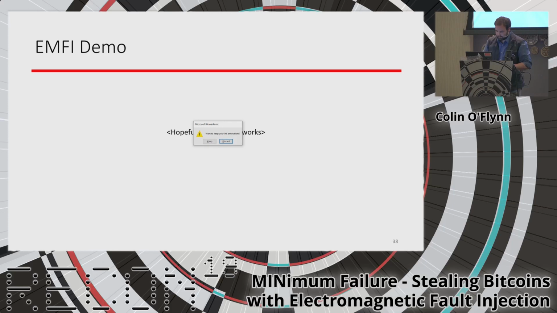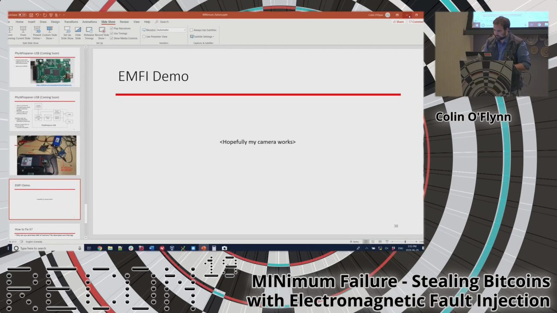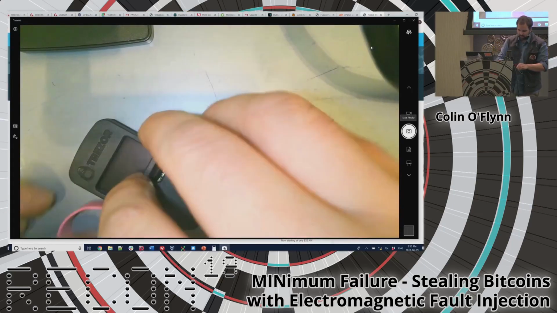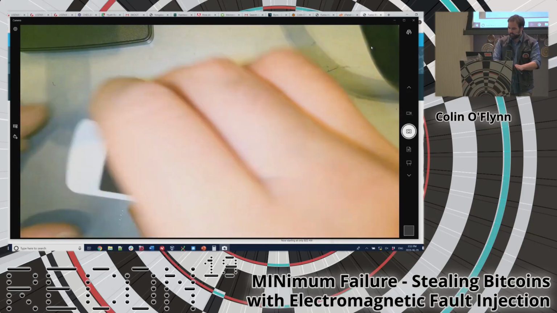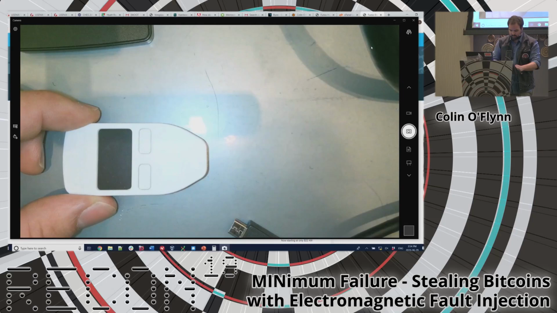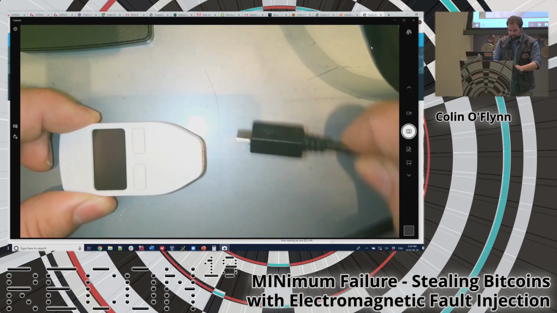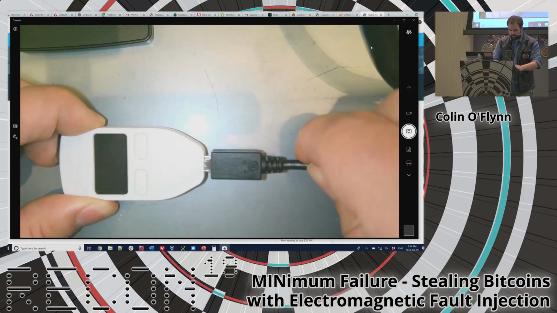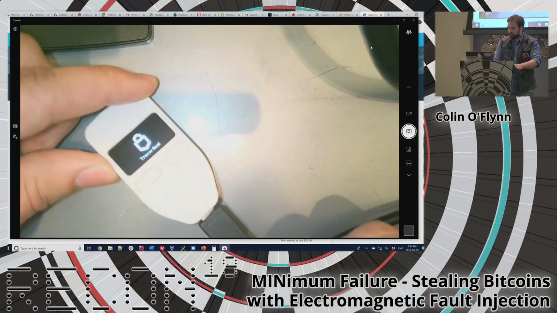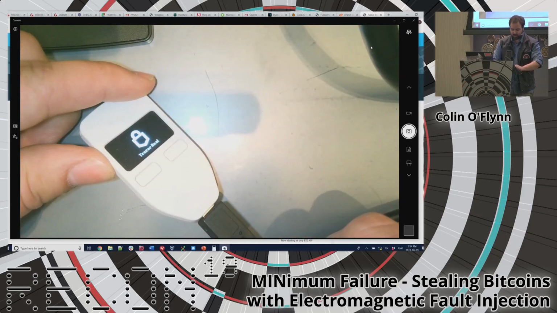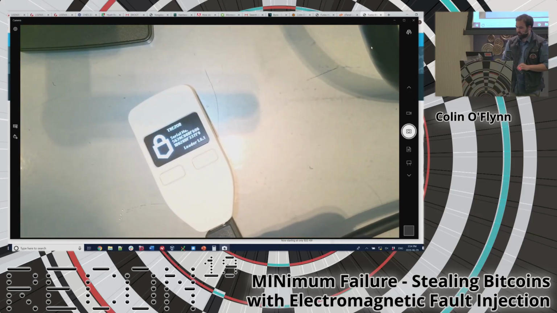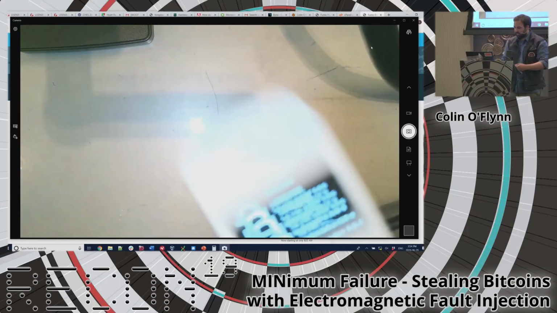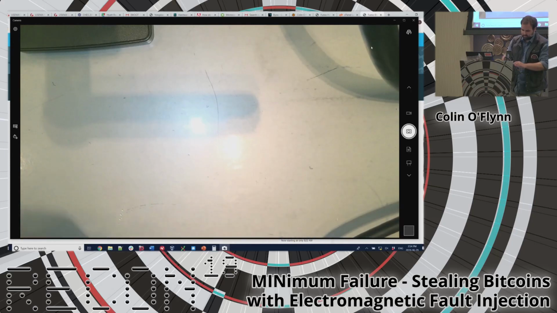All right, let's see this. So here's an unbroken Trezor, which we plug in normally. If we hold these two buttons down, it enters the bootloader mode. So you can see it's in the bootloader mode. This device then, let me just move this back up.